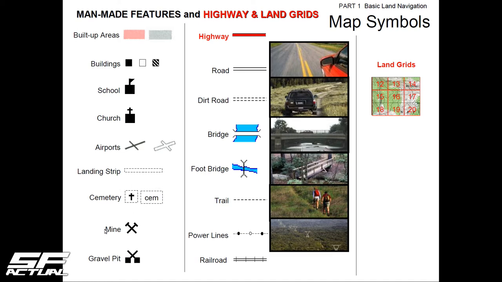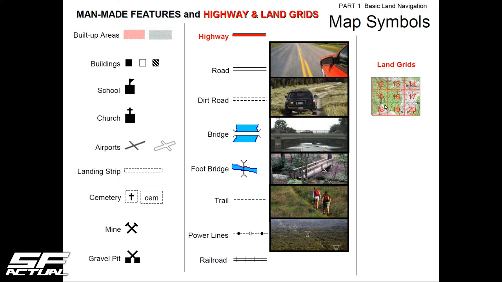Landing strips, cemeteries, a mine, a gravel pit, highways, roads, dirt roads, bridges. So that's something to be key on. A footbridge, that's something to be key on if you're trying to cross a big body of water. Trail, power lines. You know, power lines might be able to take you to civilization if you're lost. That's something you'd want to look at a map, that if you could find those, you could easily get to land navigation. And then land grids.